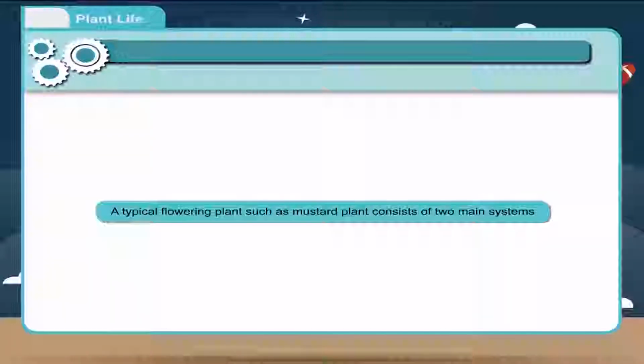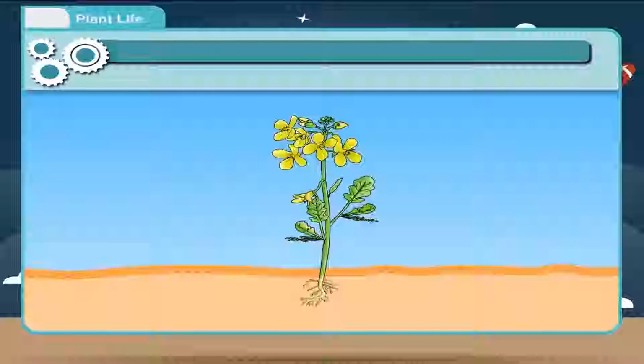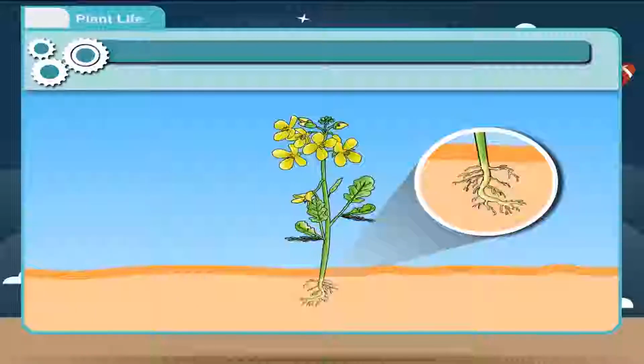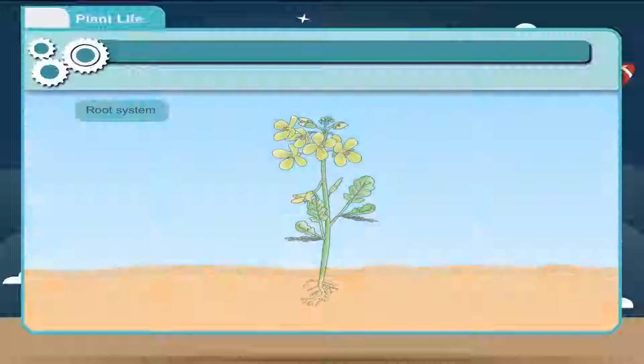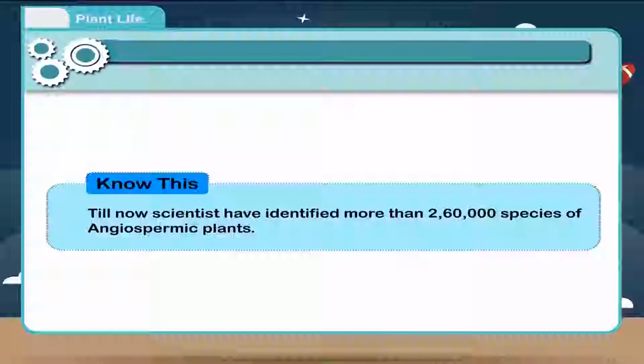A typical flowering plant, such as the mustard plant, consists of two main systems. 1. A system below the soil is called the root system, and it consists of the main root, secondary root, and root hairs. Know this: till now, scientists have identified more than 260,000 species of angiospermic plants.